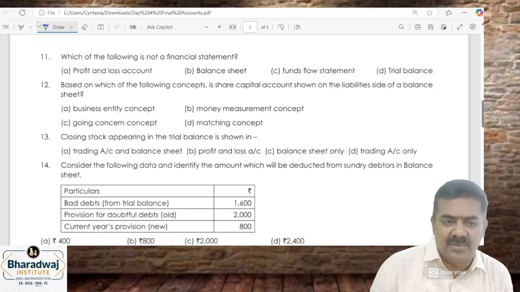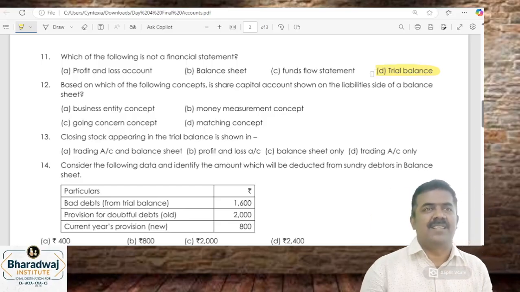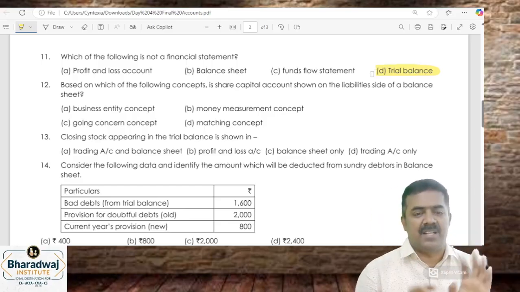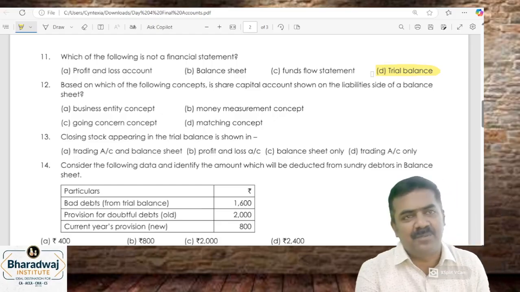Trial balance is not a financial statement. Trial balance is just a summary of ledger balances. We prepare a statement of ledger balances and check it. That is not a financial statement. That is just a summary of ledger accounts.